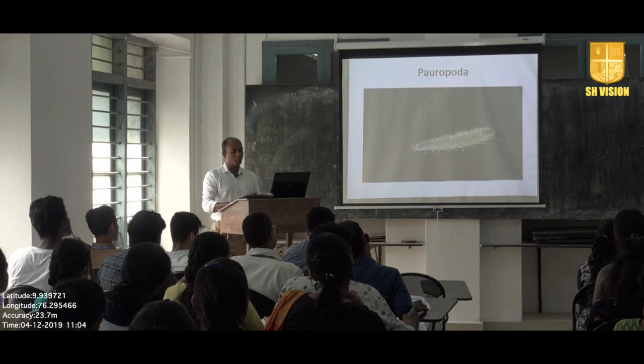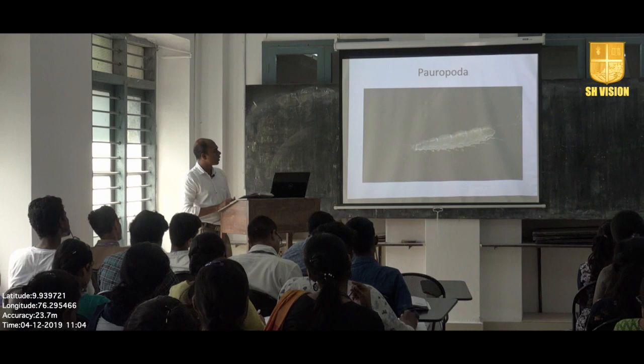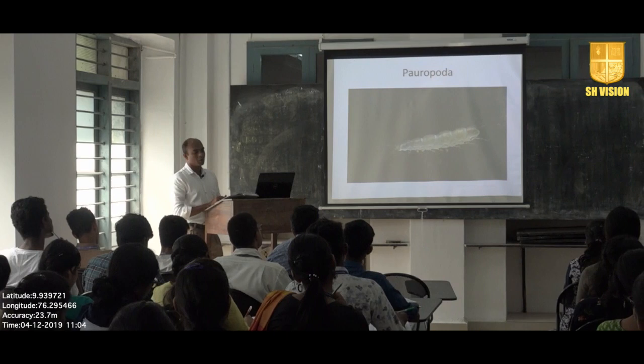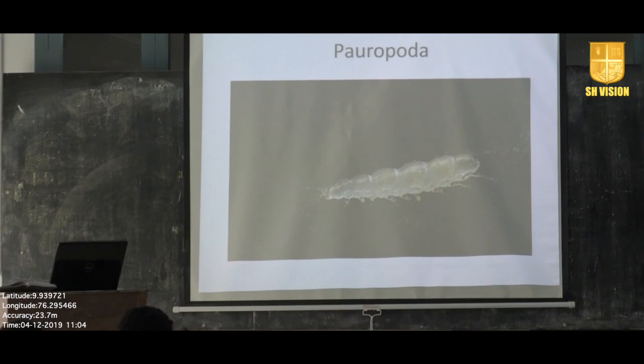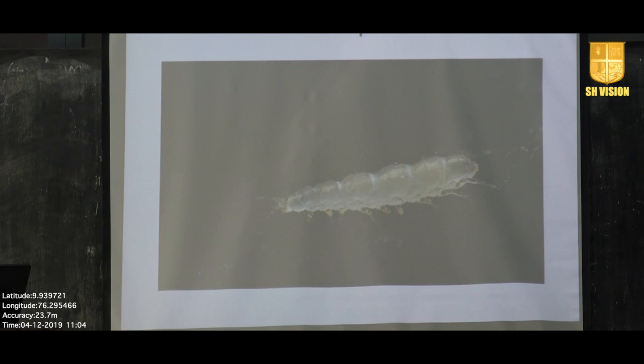another class of myriapod is the class Pauropoda. This is also another small animal, usually less than 1 centimeter. This is more transparent than the previous group, that means Symphyla. These pauropods are small, pale, centipede-like arthropods. Centipede-like, that means they have several legs.